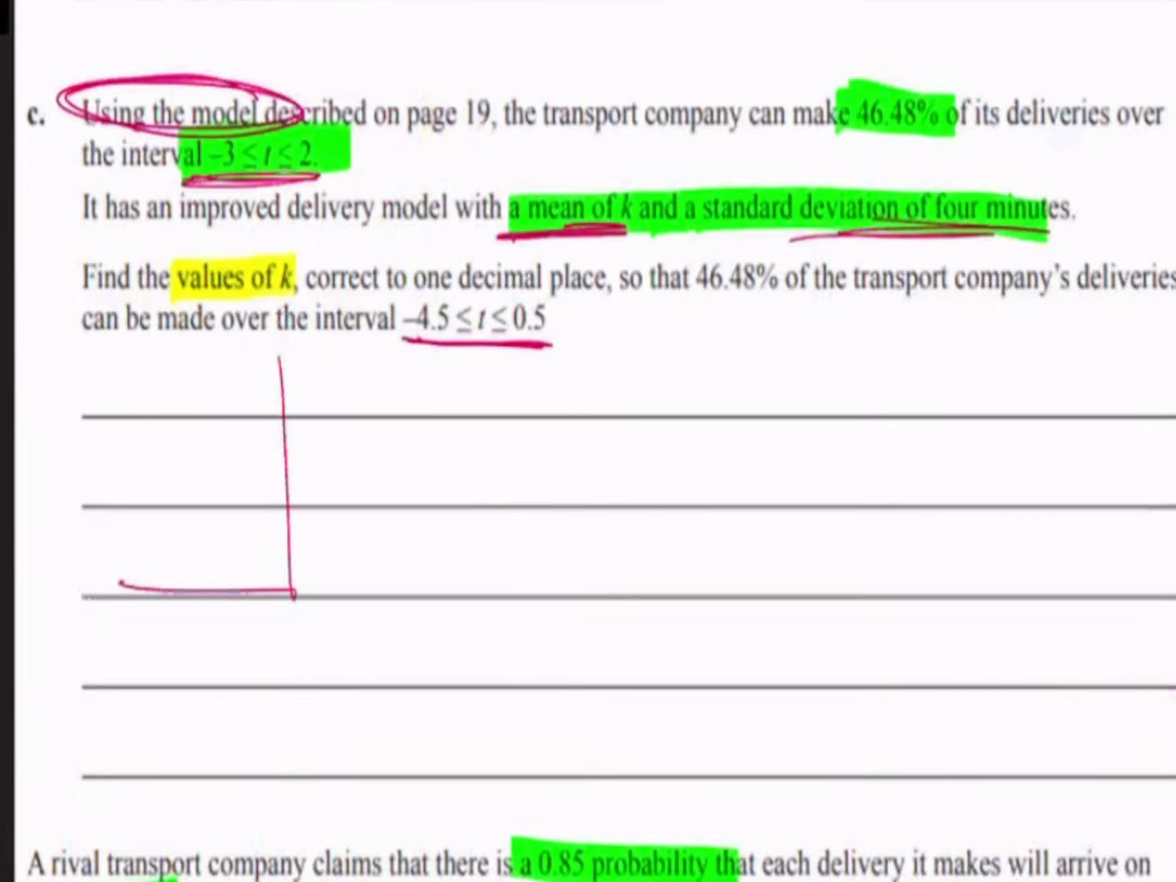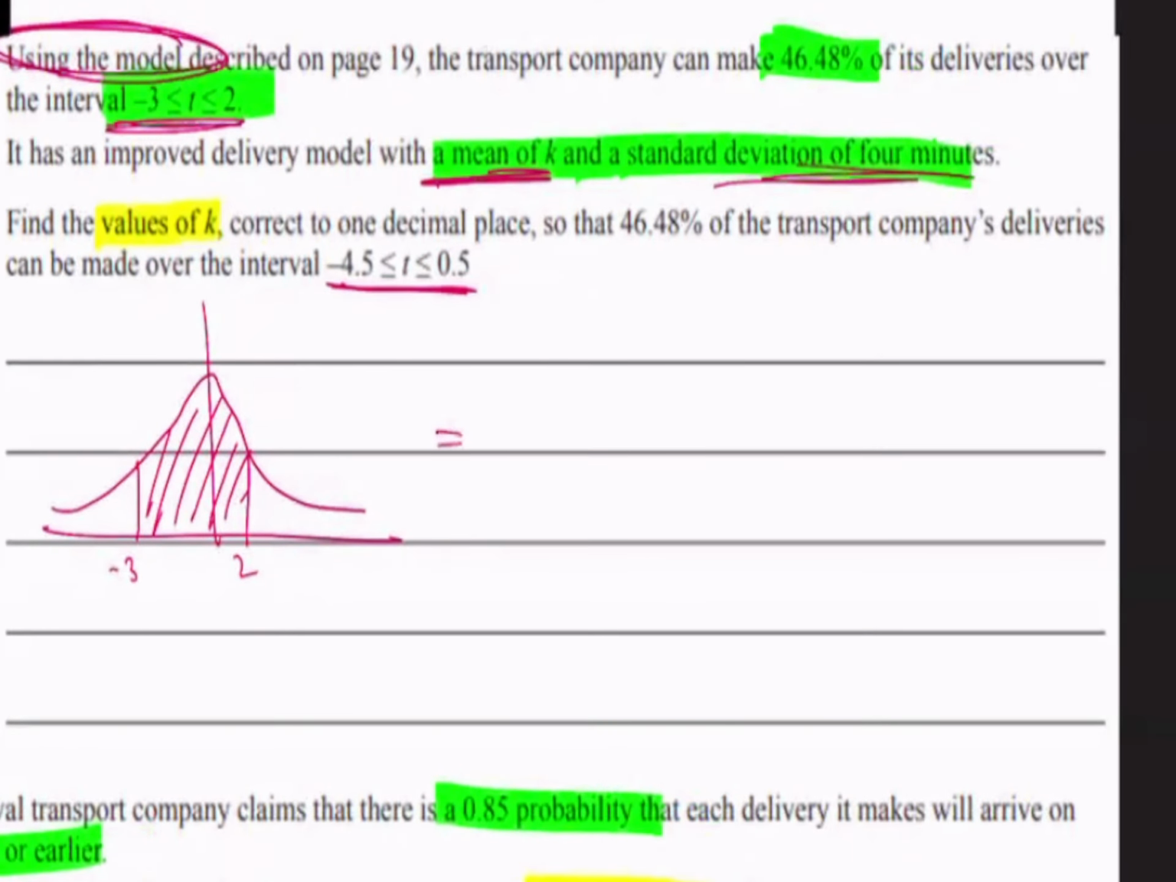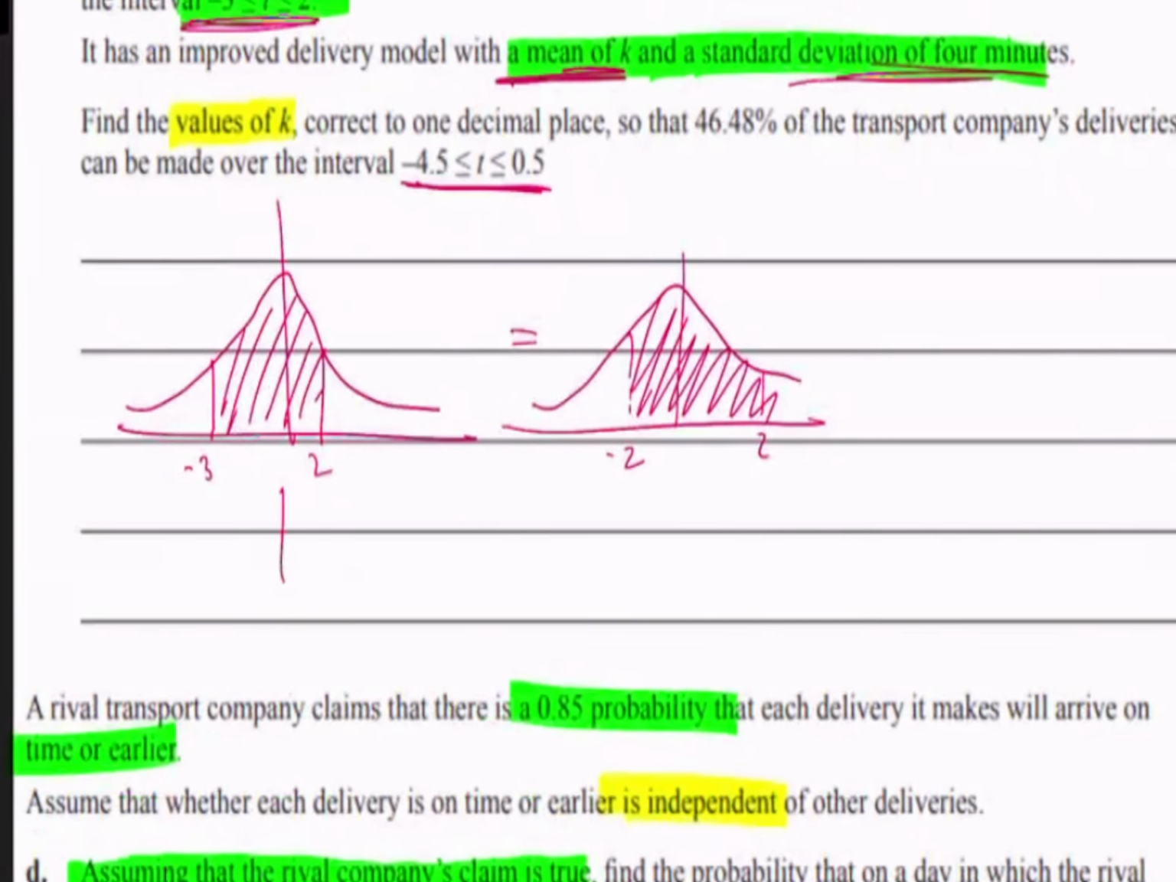So if you think about the original function, its mu was at 0, and the probability that we're looking for is between -3 and 2. The first thing we know is that the probability between -3 and 2 is the same as the probability between -2 and 3. And the second thing we know is that this mu function, we don't know what k is, so I'll just leave it like this because we don't know where it is. But now the probability between -4.5 and 0.5 is the same.